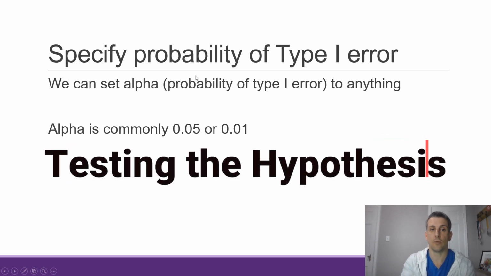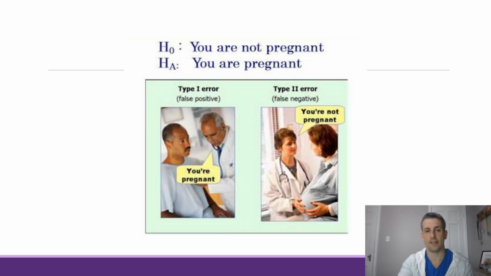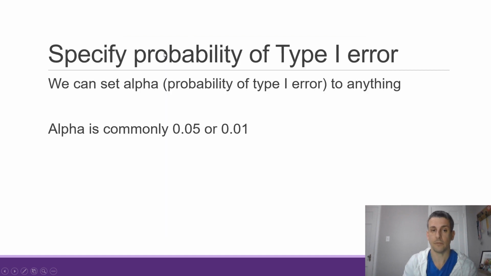So when we do this, we need to specify the probability of a type 1 error. Remember that a type 1 error happens when we reject the null hypothesis and accept the alternative hypothesis when actually the null hypothesis is the true one. So we want to make sure that the probability of a type 1 error is small enough. So we use this and we call this the alpha value.